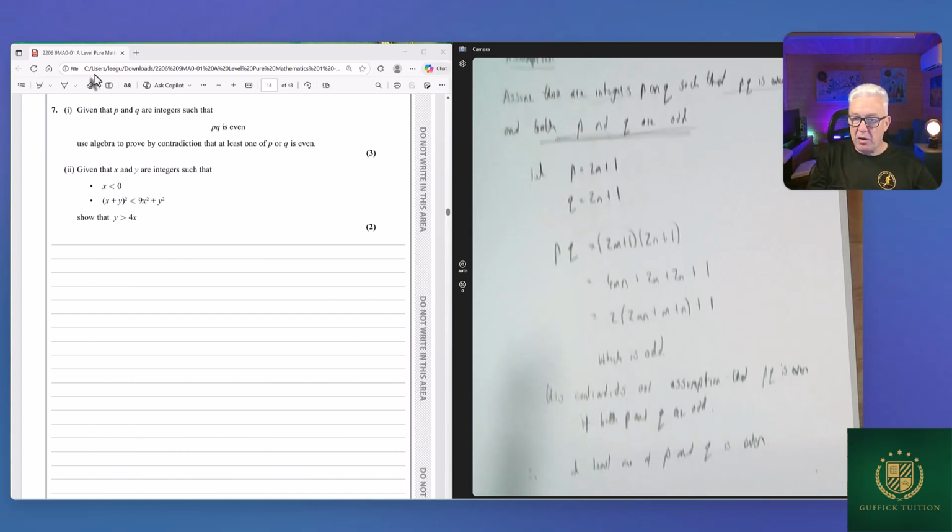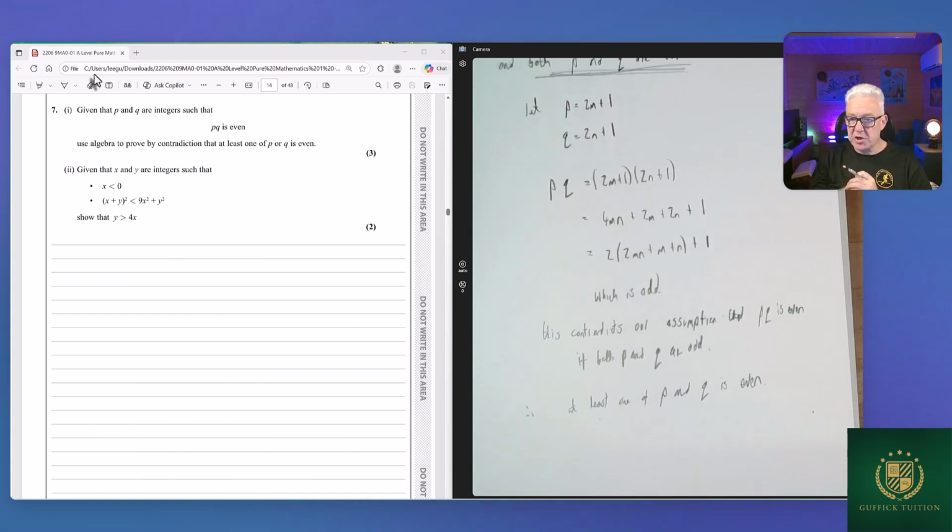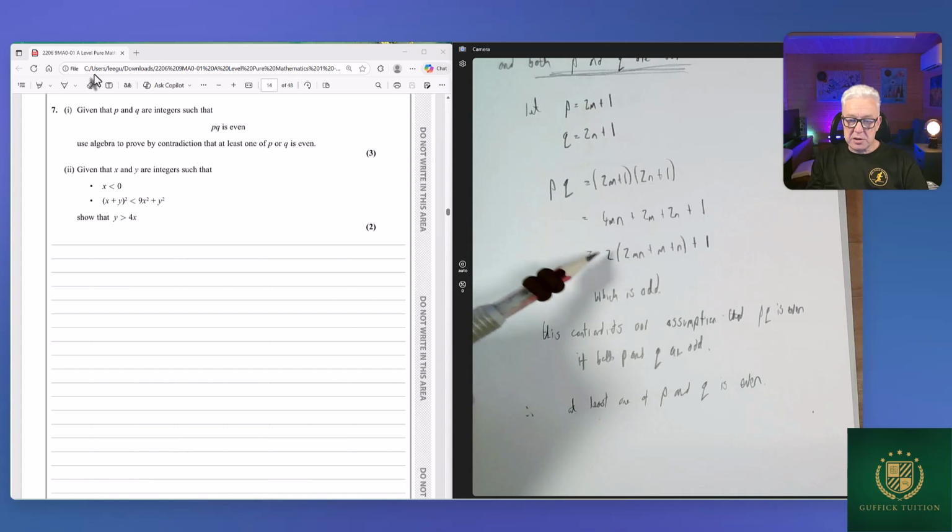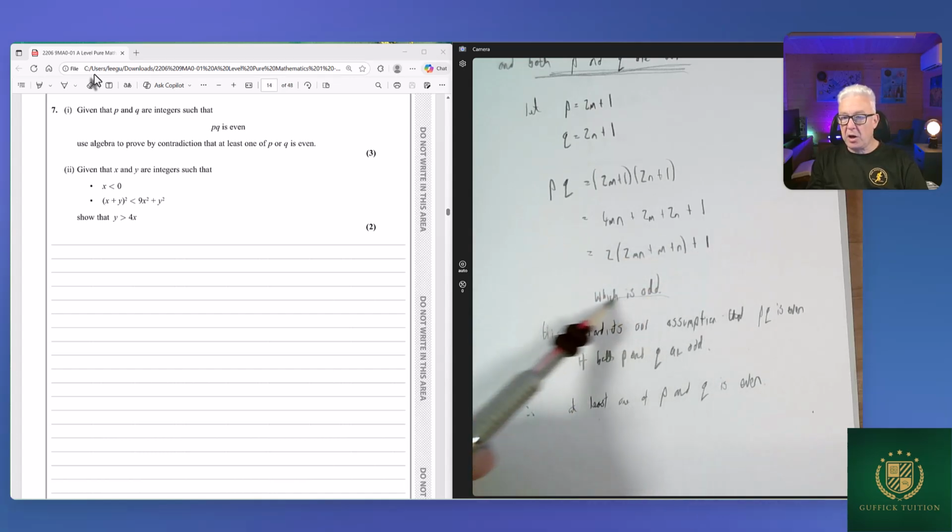Now I can take out a common factor of 2 from that whole expression, giving me 2 times, open bracket, 2mn plus m plus n, close bracket, plus 1. Now, because this is 2 times something add 1, it is odd.